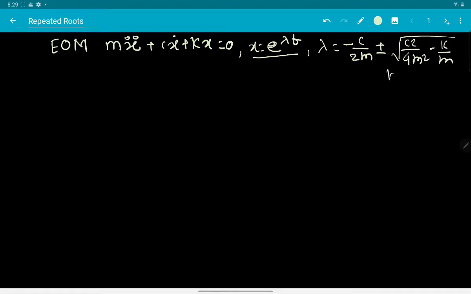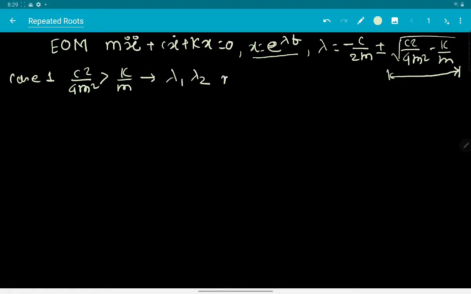Okay, and we also have seen that depending on what is this under root term, all possible solutions can be categorized into three types, of which we considered the case 1 wherein this c square by 4m square was larger than k by m, and we ended up having two values of lambda 1 and lambda 2, where both of them were real and negative, and they kind of have shown a decaying solution.